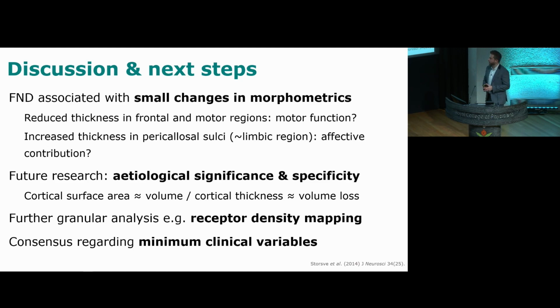In summary, this is the largest structural neuroimaging analysis in FND to date, to our knowledge, and we did find that FND was associated with small changes in structural morphometrics. There was reduced thickness in some regions that have been previously identified by the reviews, including frontal and motor regions. So is that an effect of the reduced motor function, potentially? There was an increased thickness in the pericallosal sulci and its relationship to the limbic system, so whether this maybe points towards an affective contribution to symptoms, particularly in the seizure group.